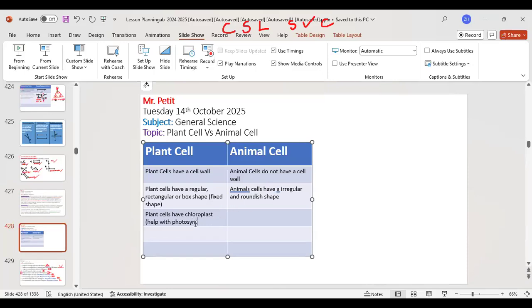Okay, I see what you're talking about. So they help with photosynthesis. So chloroplast is the thing that helps with photosynthesis. Animal cells do not make their own food, so they need a chloroplast for. So animal cells do not have a chloroplast.